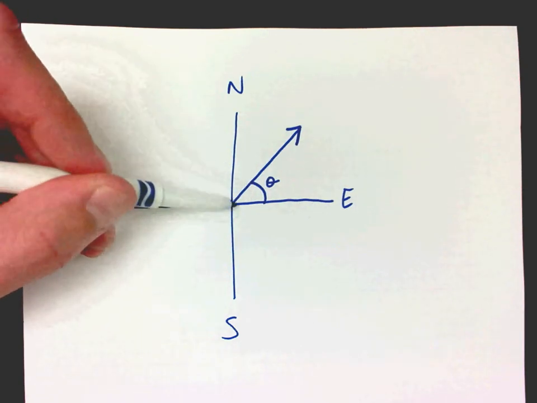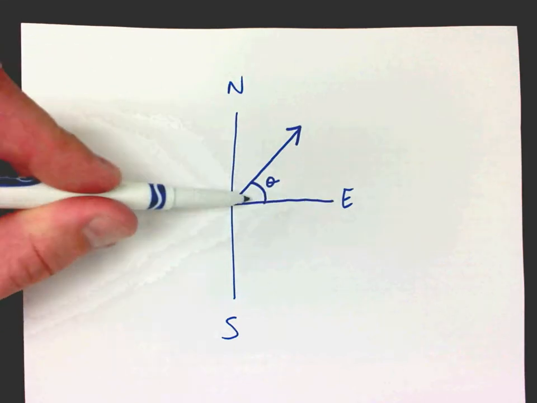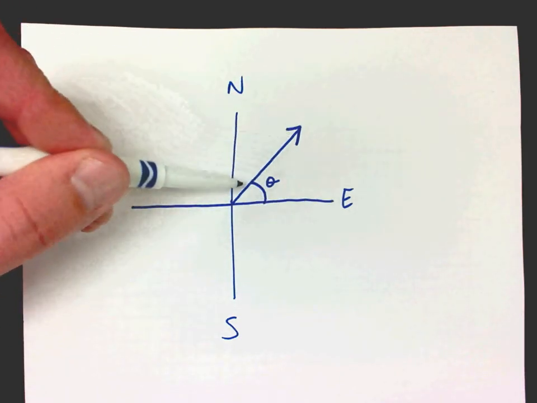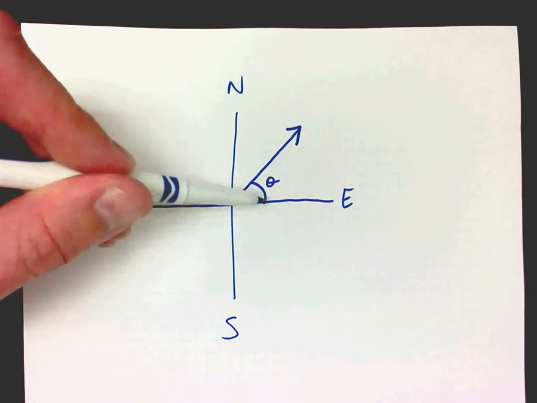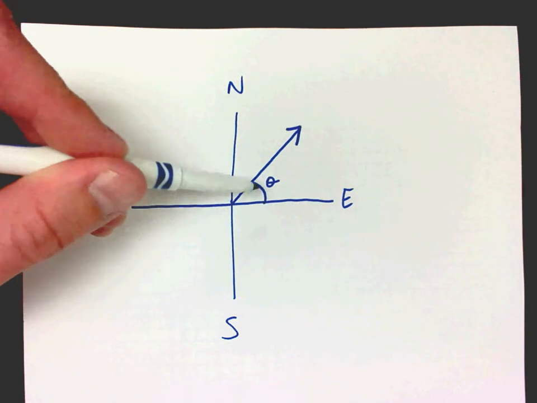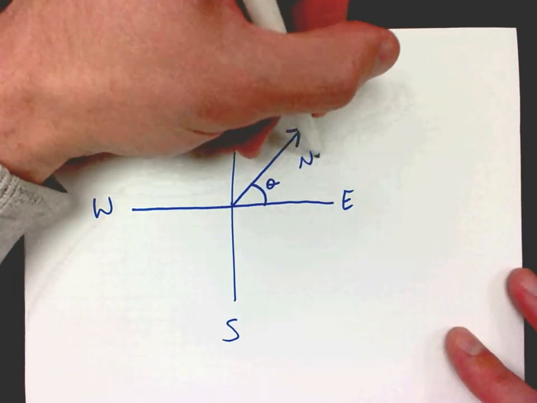If you look at this angle, it's coming from the east line, and then you have to go north to get up here to our vector. This arrow represents our vector. So to describe this angle, we would say this angle is some number, let's say 45 degrees, and it's north of the east line. And so we would describe this angle right here as north of east.